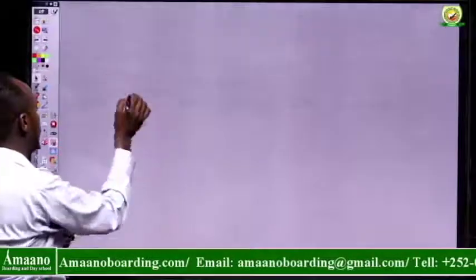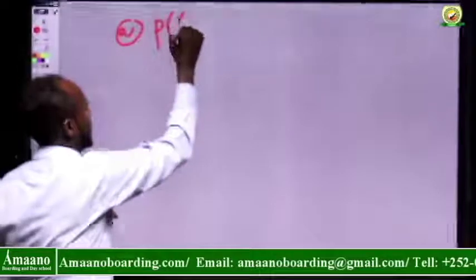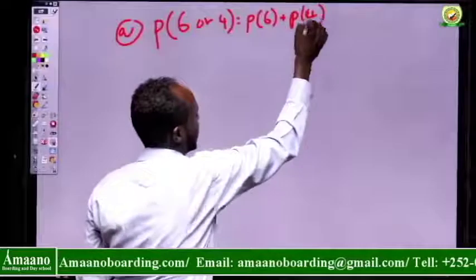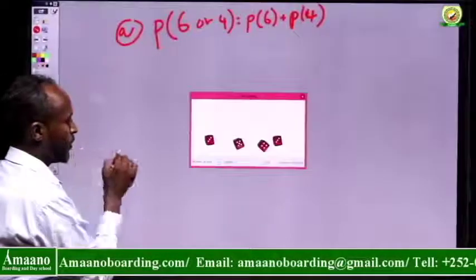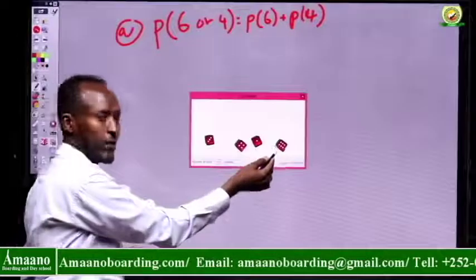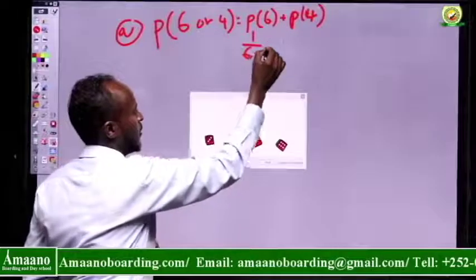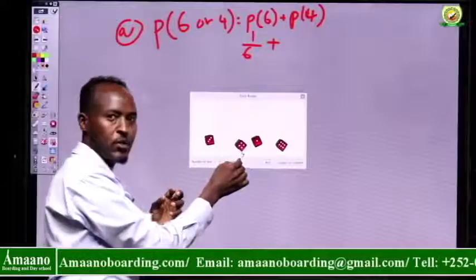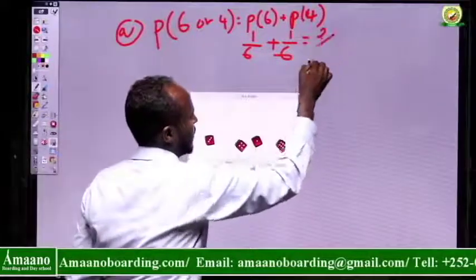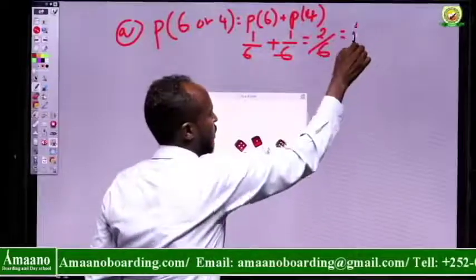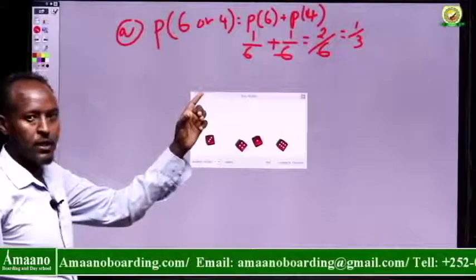Let us have a new page. Okay, number one, A. We are asked to find the probability of getting 6 or 4 on a single roll of a die. It means the probability of getting 6 plus the probability of getting 4. That's E1 and this is E2. We know that for a die, let us get 6, it has only one side for 6, that is 1/6, plus the probability of getting 4, it has 6 sides, only 1 side has number 4. It is 1 divided by 6. Therefore, that is 2/6. We can simplify 2/6 as 1 divided by 3. That's the probability of getting 6 or 4 on a die.